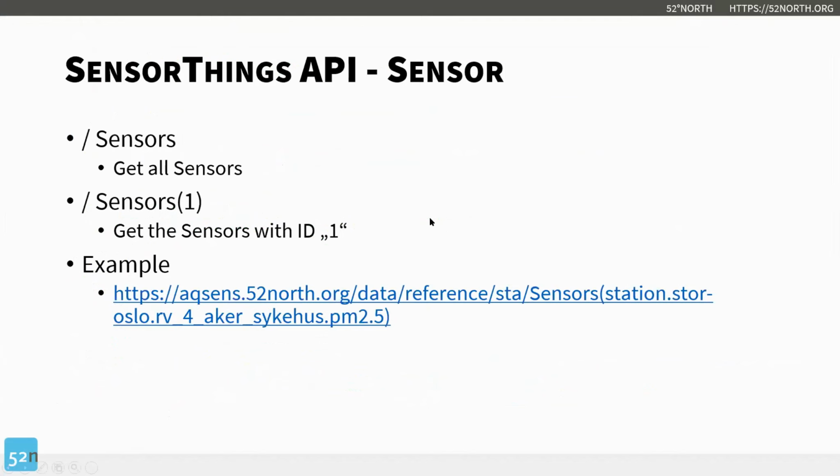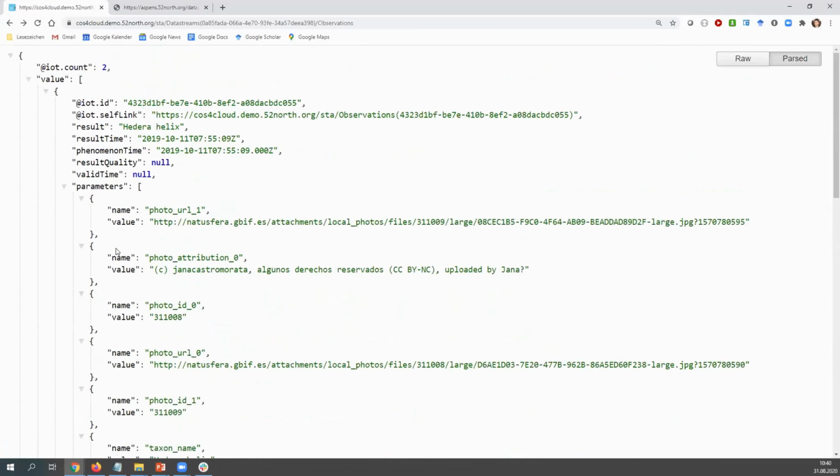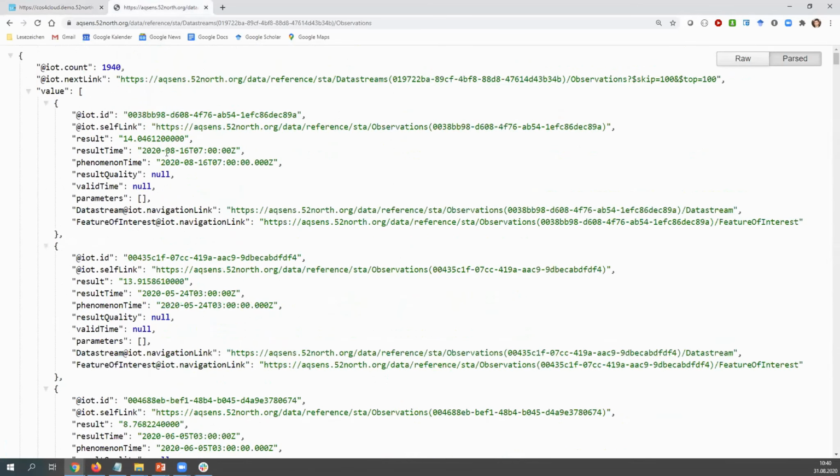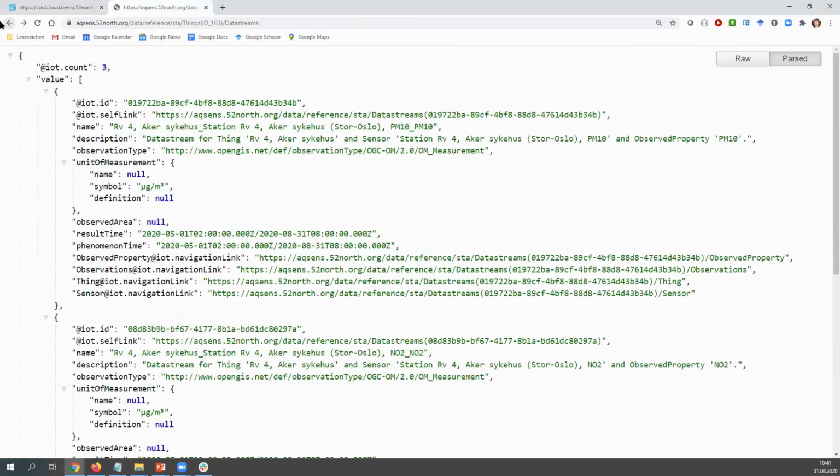Yes. So same applies to the sensor. We have then information about our sensor, which we can also retrieve here. And this is something which I would also like to show you. So let's go back to our data stream description here. And here you see the link to the sensor which has taken the measurement.